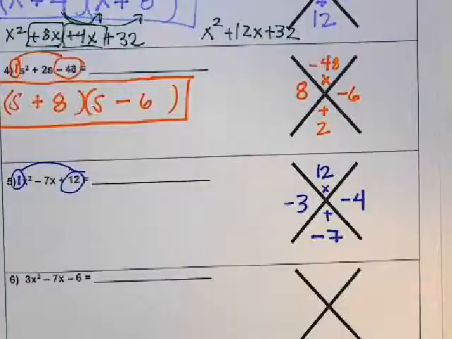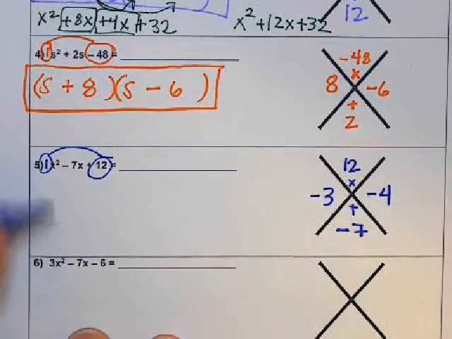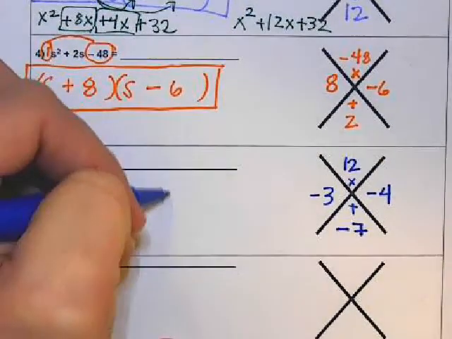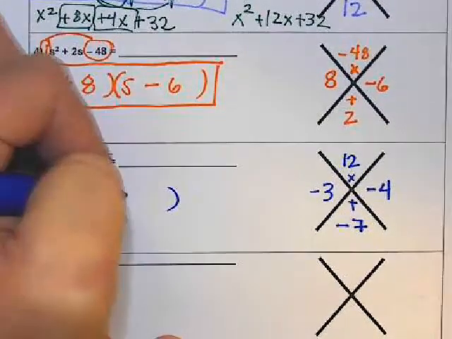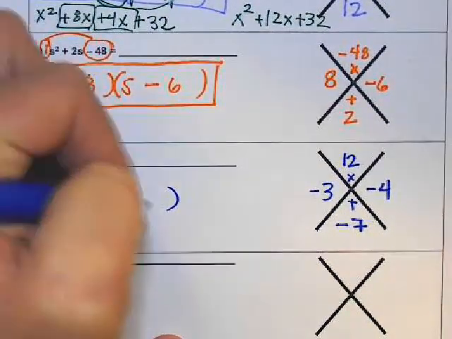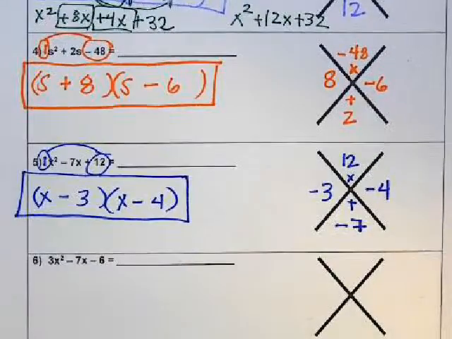Okay, after the x, what do? Empty set of parentheses. What variable am I using? X and x. I have a negative 3 and a negative 4. Okay, don't go ahead in the last one because it's going to be different.